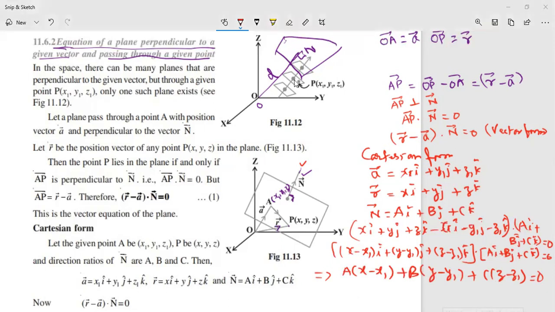So my question is to Ayush. You can unmute yourself. Tell me, this vector n, A, B, C are the what of vector n? A, B, C will be dash of vector n. Ayush, you can unmute yourself. I said, tell me.